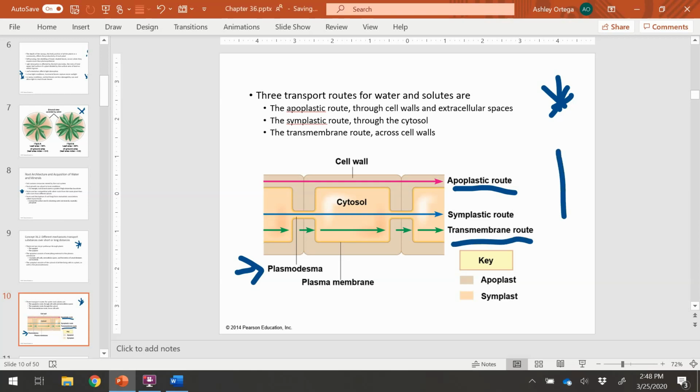So if you were to think of a highway, the right lane here is the transmembrane, the middle lane is your apoplastic route, and then your fastest left lane is the symplastic route. So if it helps, the abbreviation SAT for transmembrane routes for plants is there.